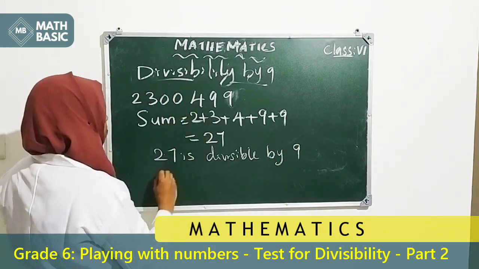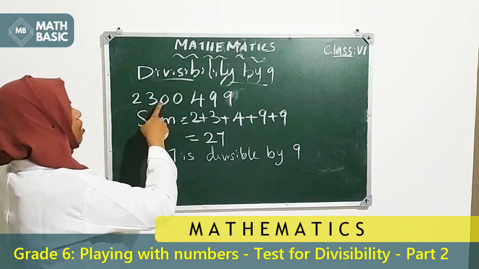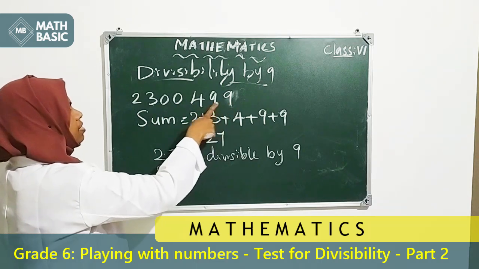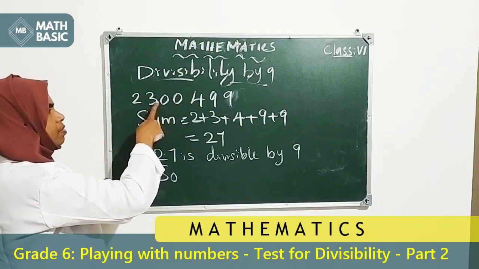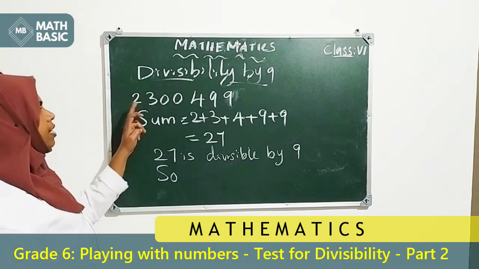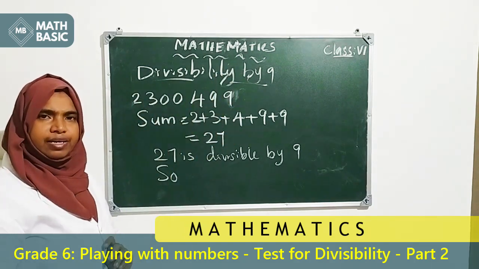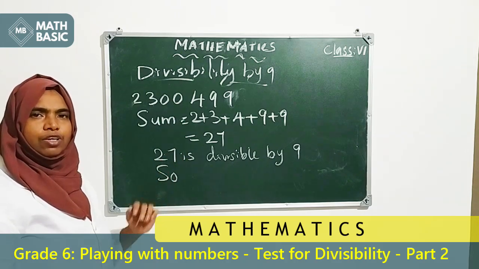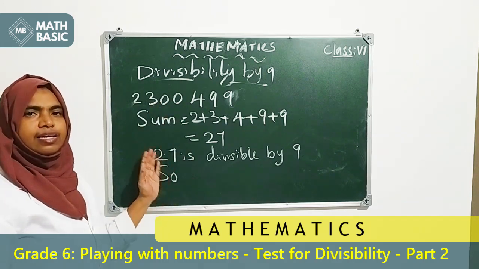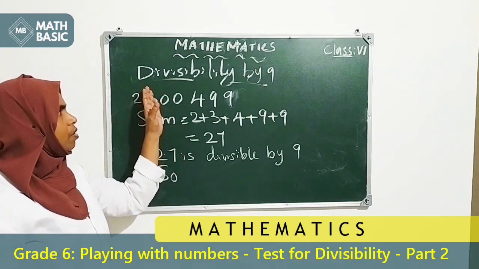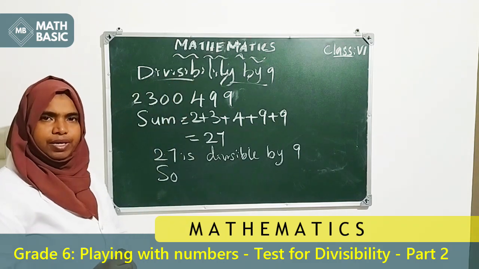So, this number, how many digits? A 7-digit number: ones, tens, hundreds, thousands, ten thousands, lakh, ten lakh. 23 lakh 499 is divisible by 9. This is the easy method. Without dividing, we can understand how to check the divisibility.